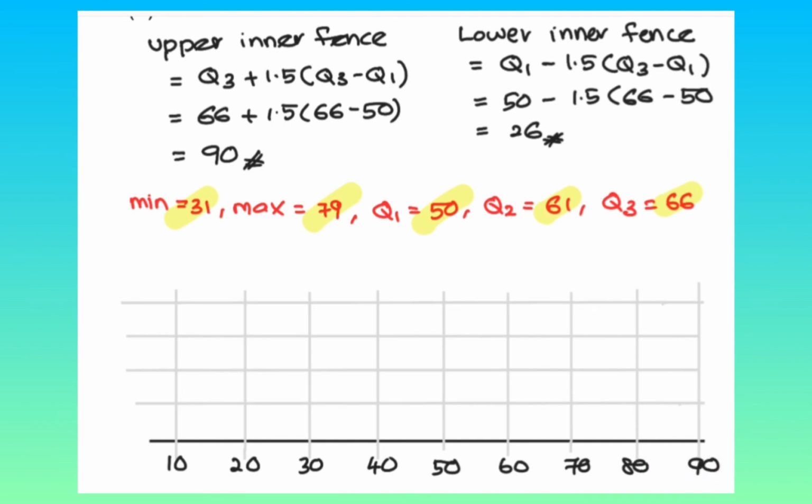So from here, firstly we need to locate the minimum value, number 31. This is 31. And then we have maximum 79. And then Q1 50. Here is 50. And then Q2 61. And then we have here Q3 66. You need to use skill and make sure you use a ruler when locating each of those numbers.